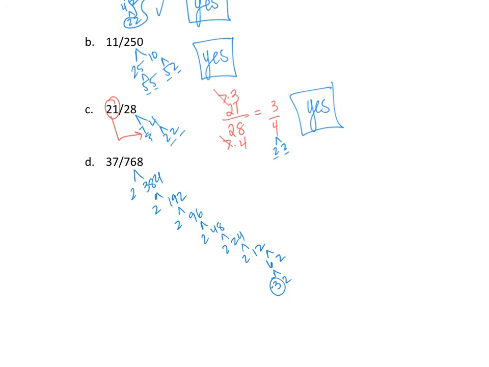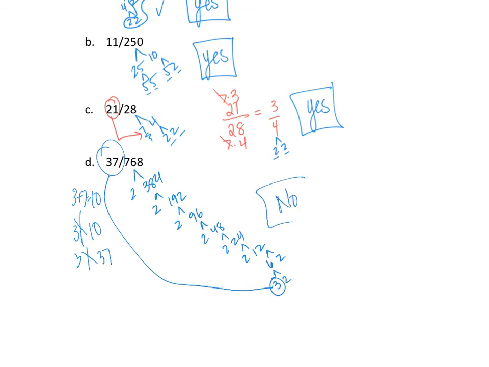So let me just double check that it was in simplest form. So if this 37 can be divided by 3, then it would be able to be written as a terminating decimal. Now 37 can't be divided by 3 because its digits, 3 plus 7 equals 10, which means that 3 cannot divide the 10. So 3 cannot divide the 37. So this one cannot be written as a terminating decimal.